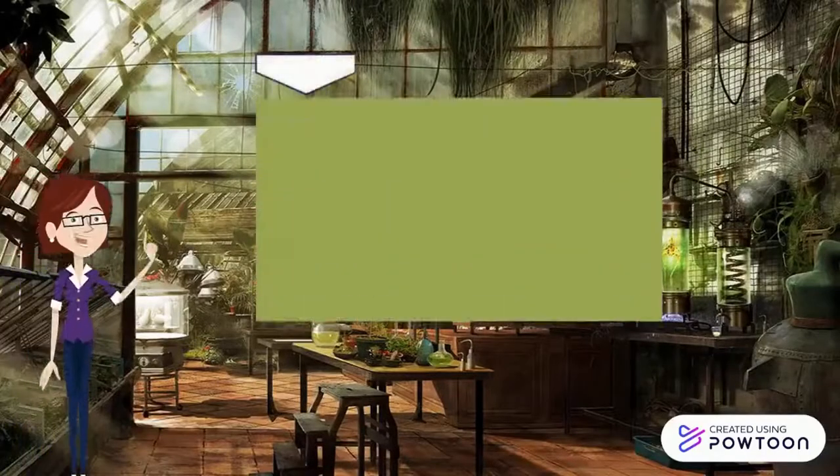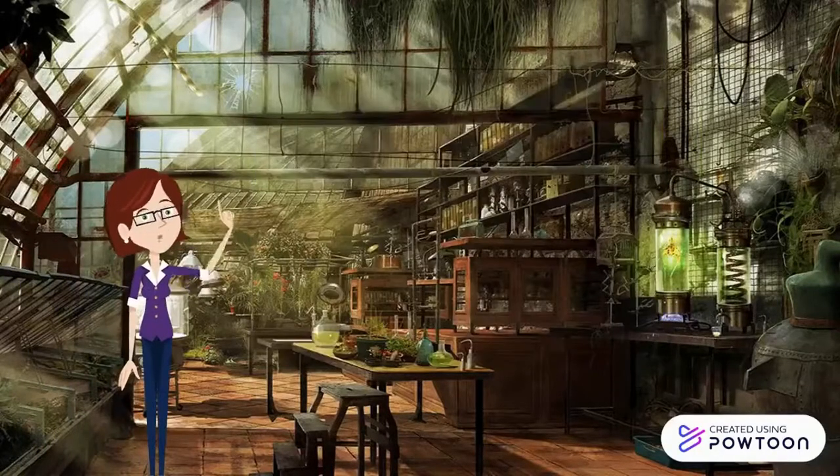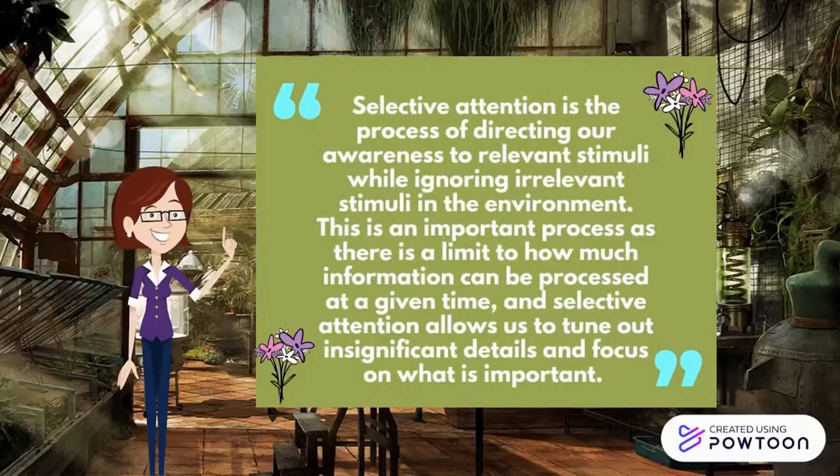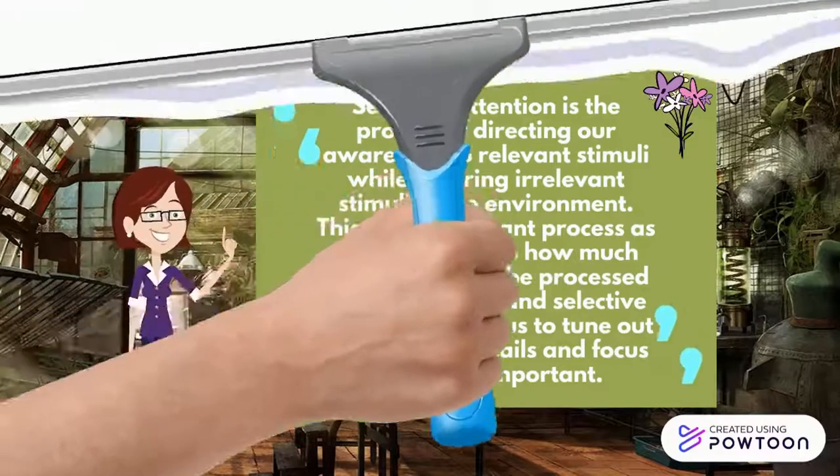What is selective attention? Selective attention is the process of directing our awareness to relevant stimuli, while ignoring irrelevant stimuli in the environment. This is an important process as there is a limit to how much information can be processed at a given time, and selective attention allows us to tune out insignificant details and focus on what is important.